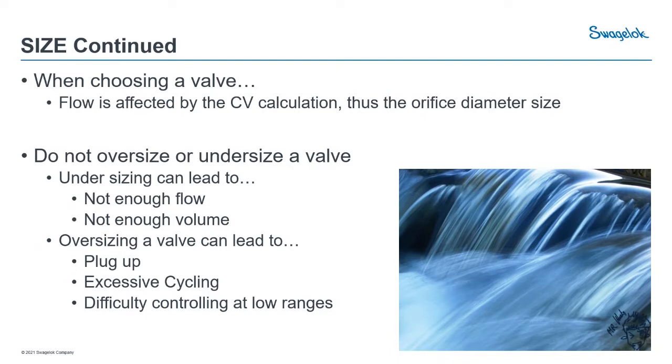Undersizing can lead to not enough flow, not enough volume. You may experience excessively high pressure drop, which will result in not enough pressure at the end of your line. Conversely, oversizing is the opposite. Oversizing can lead to your fluid flowing very slowly at a low velocity, so this can cause low to no turbulence. If you have any mixed media in that, it can drop out and you can get plug up. There's also the possibility of excessive cycling and difficulty controlling at low ranges.